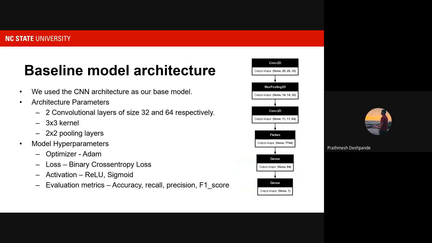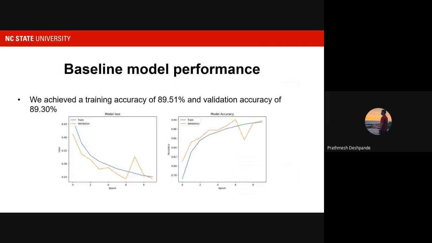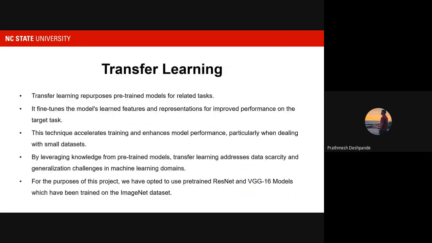Thanks, Sumit. So for the baseline, we chose the convolutional neural net architecture where we had two convolutional layers of size 32 and 64, a 3 by 3 kernel and a 2 by 2 pooling layer. The rest of the hyperparameters are mentioned on the slide. Next. So the performance for this model was 89.51% for training accuracy and 89.30% as the validation accuracy, and we could not improve upon this model.